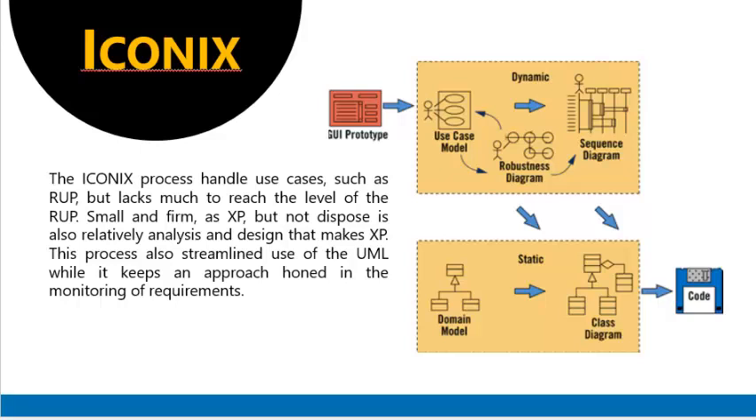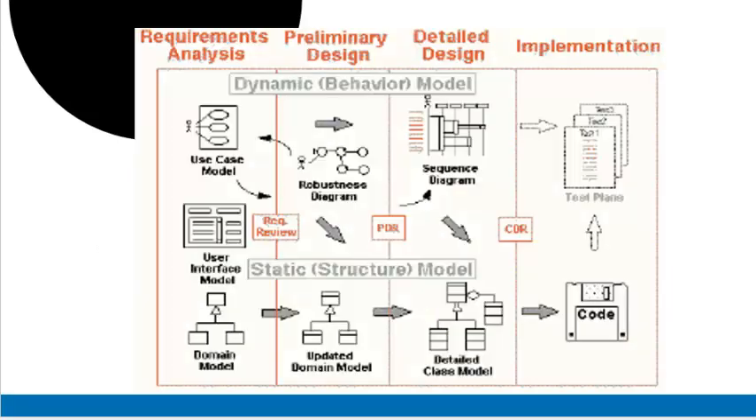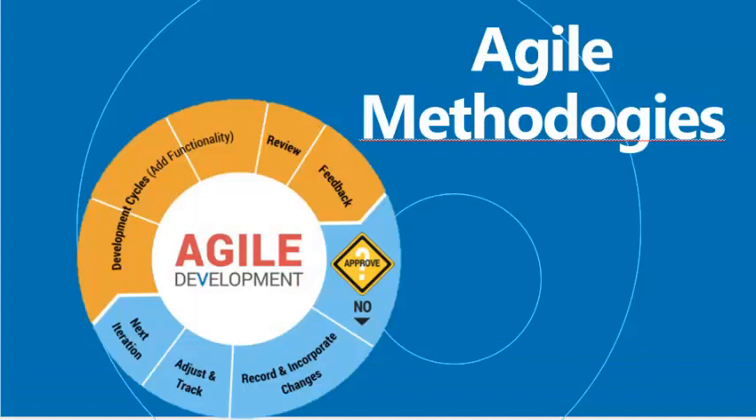The Iconix process handles use cases such as RUP, but lacks much to reach the level of RUP. Smaller firms use XP, but it is also relatively streamlined in analysis and design, used to the UML while keeping a strong approach in the monitoring of requirements. These phases are requirement analysis, preliminary design, detailed design, and implementation of project. Next are known as agile methodologies.